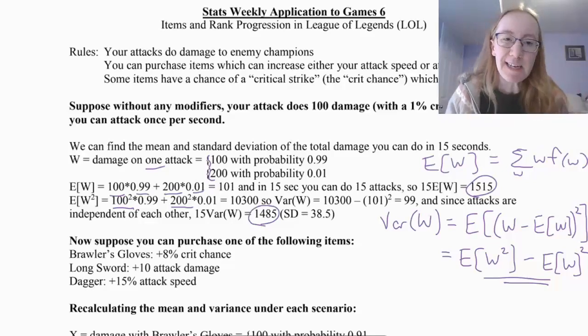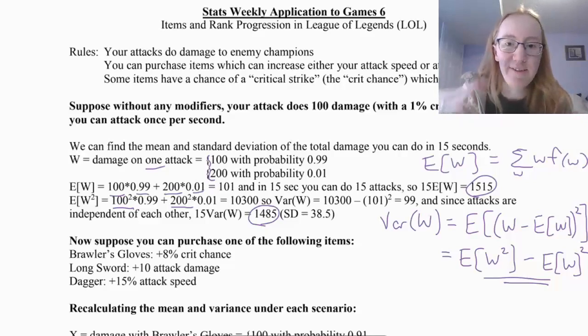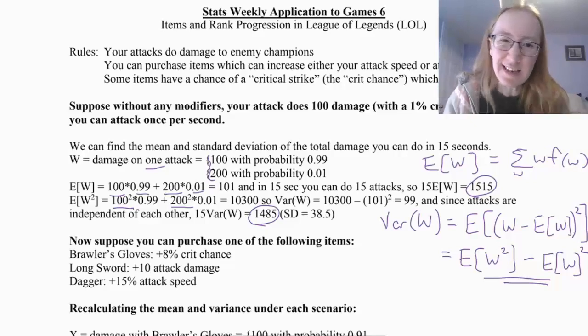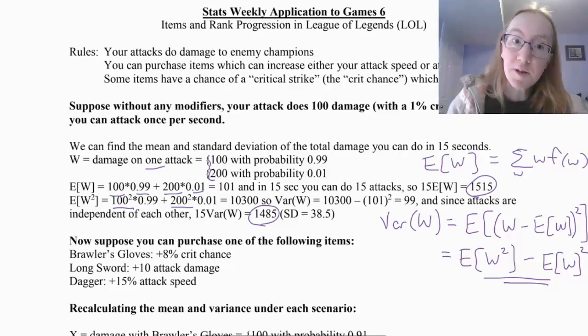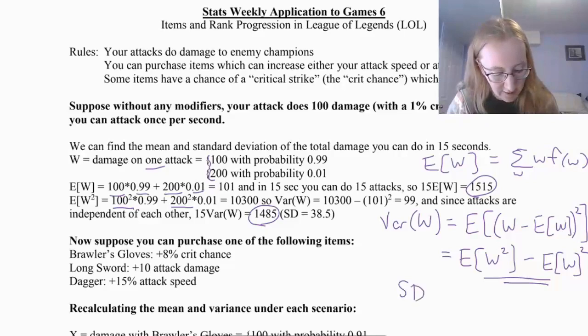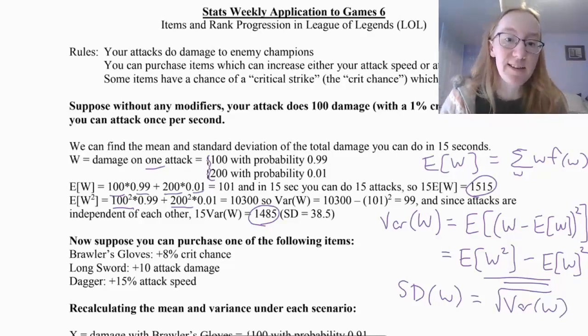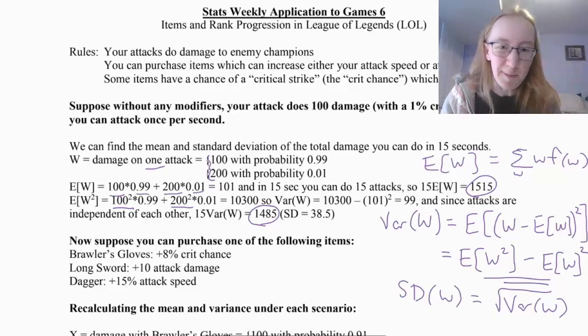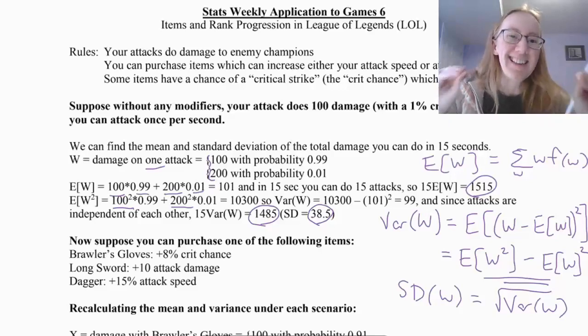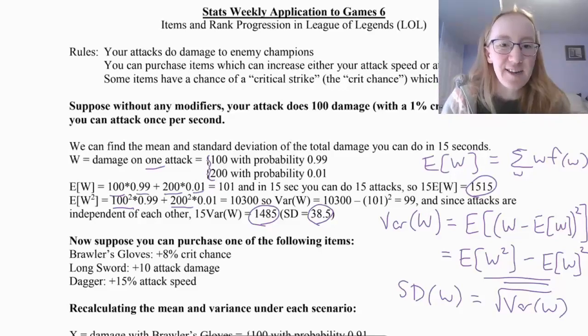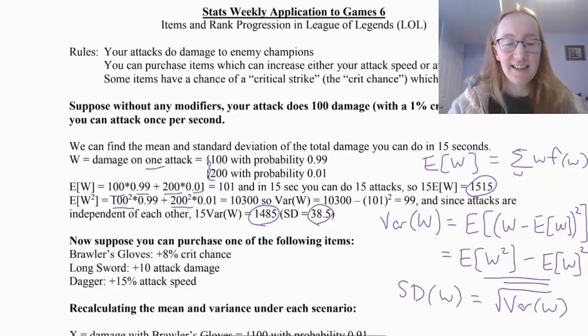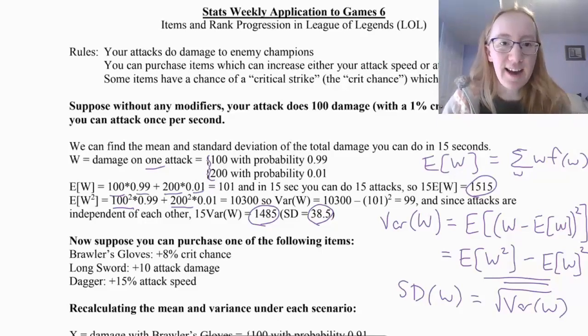But variance is actually measured in units squared. So like if damage is measured in points or whatever, then variance is measured in points squared, which doesn't always have an interpretation. So you often would take the square root of the variance. So the standard deviation of any random variable is just the square root of the variance. And that's going to be measured in the same units as the random variable. So that's just a little bit easier to interpret. So 38.5 is measured in points, like damage points. That's the standard deviation of how much damage you can do in this situation with your basic attack.